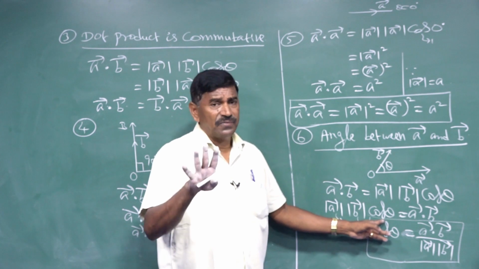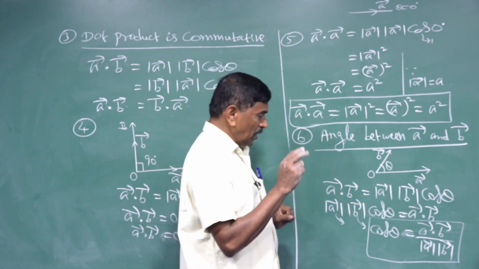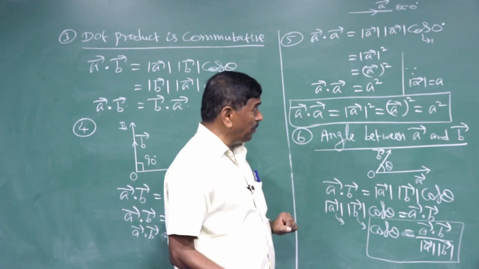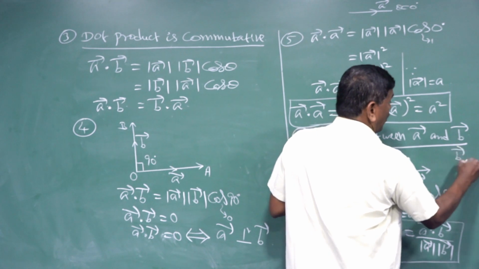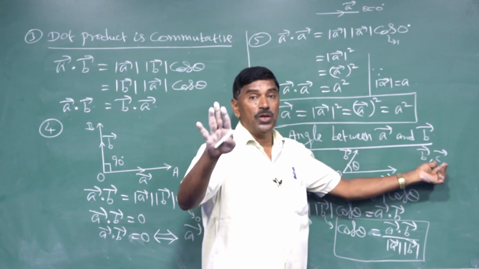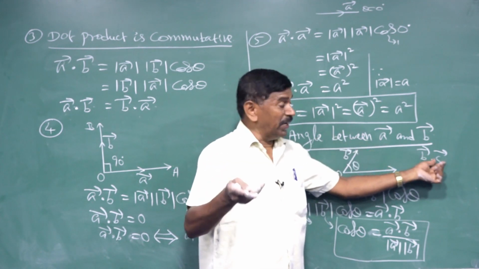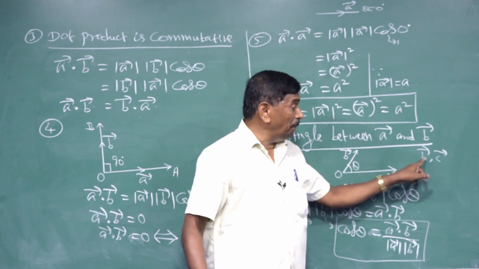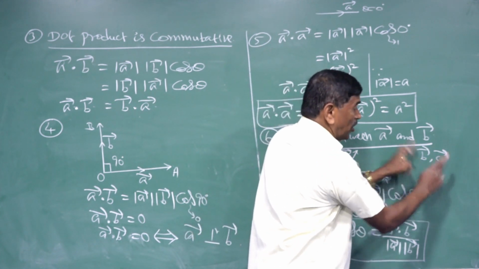And this formula is not fixed. According to the vectors, it is going to change. Okay, listen. Suppose the angle between B vector and C vector. Can you tell me what is the angle between B vector and C vector? Anyone? Very good. So the angle between B vector and C vector is given by cos theta equal to B vector dot C vector divided by modulus B vector into modulus C vector.